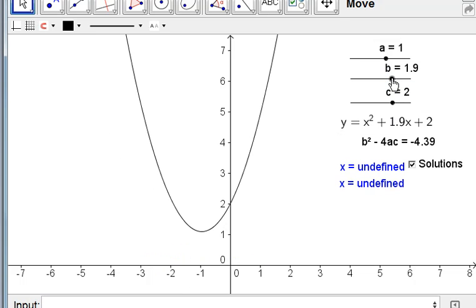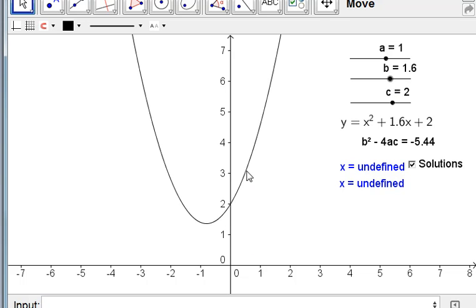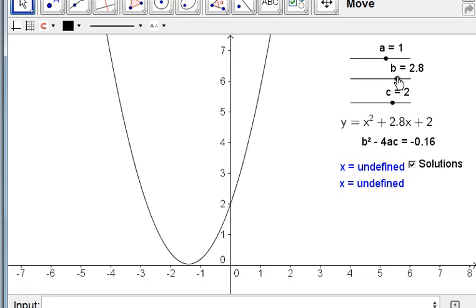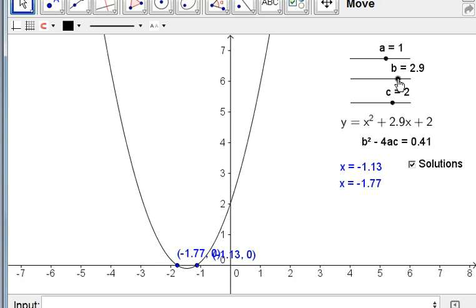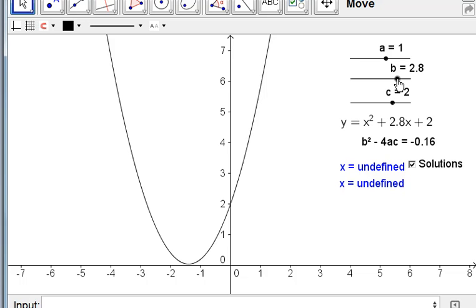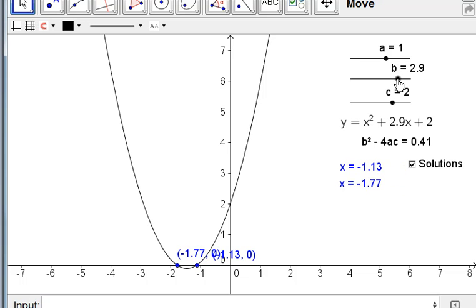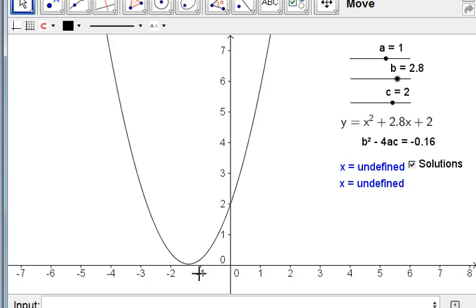When it doesn't cross the x-axis, of course, we have no solutions. Okay, and when it just touches the x-axis in one place, which I can't quite get at the moment, so I apologize, we have what's called one repeated solution, one repeated root. Okay, because it's not actually just one root, but it's been repeated twice. So in this case, it would be about minus 1.5, but twice over.